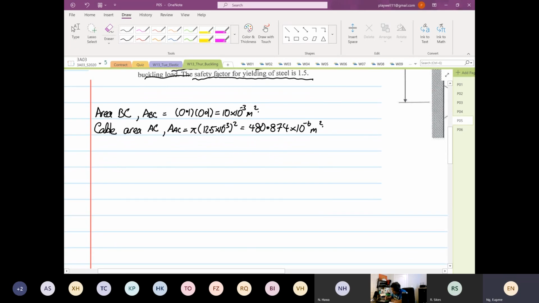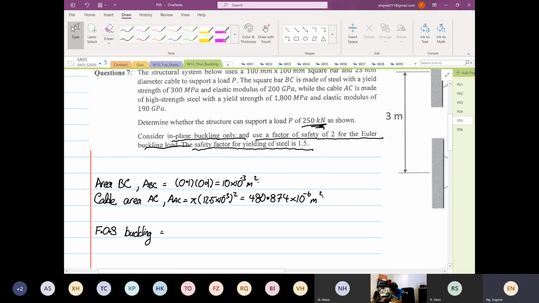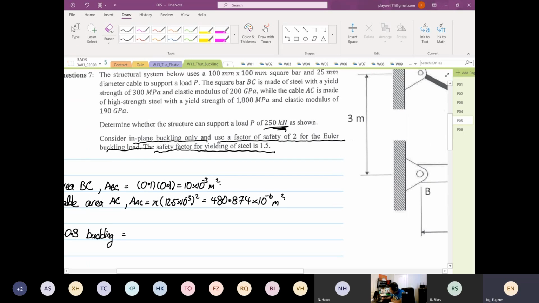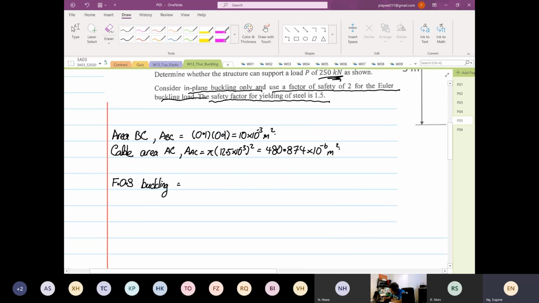So we are given the factor of safety for buckling, okay, is equal to 2.0, right? So use a factor of safety for Euler's buckling, 2.0, right? And then the factor of safety for non-buckling is going to be at 1.5. Okay.